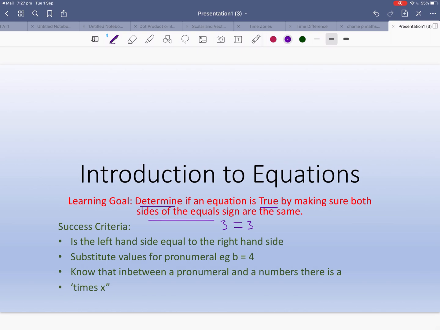And the success criteria, remember, it's like a tick box. We want to make sure the left-hand side is equal to the right-hand side. Hopefully we can do that by the end of it. Substitute values for pronumerals.